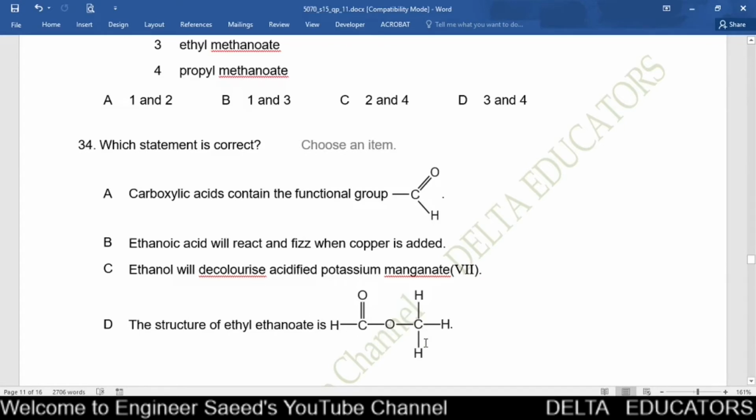In this structure we are looking, we have only 2 carbon. And if we have ethyl ethanoate, the number of carbon atoms should be 2 plus 2, 4. In ethyl, there should be 2 carbon. In ethanoate, again there should be 2 carbon atom. So total number of carbon in this compound should be 4. Here we have only 2 carbons, so this option is also incorrect. So the only possible option is option C.